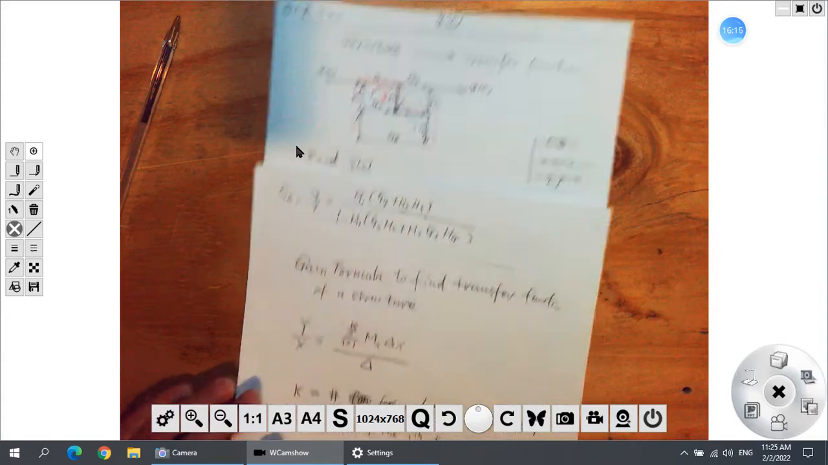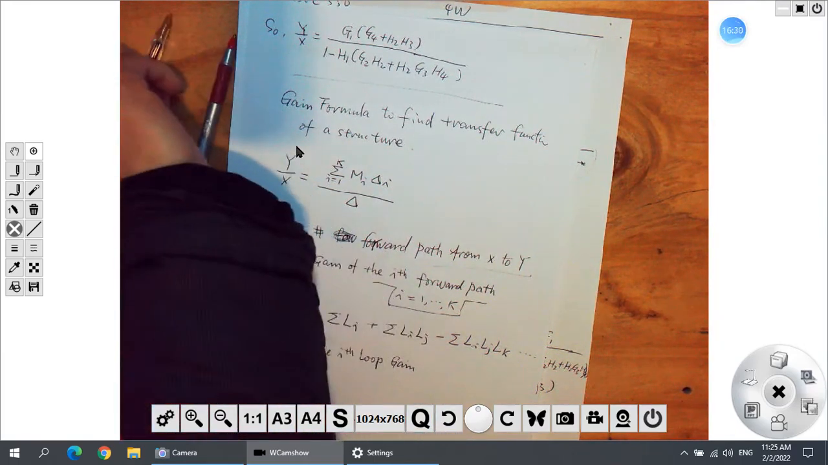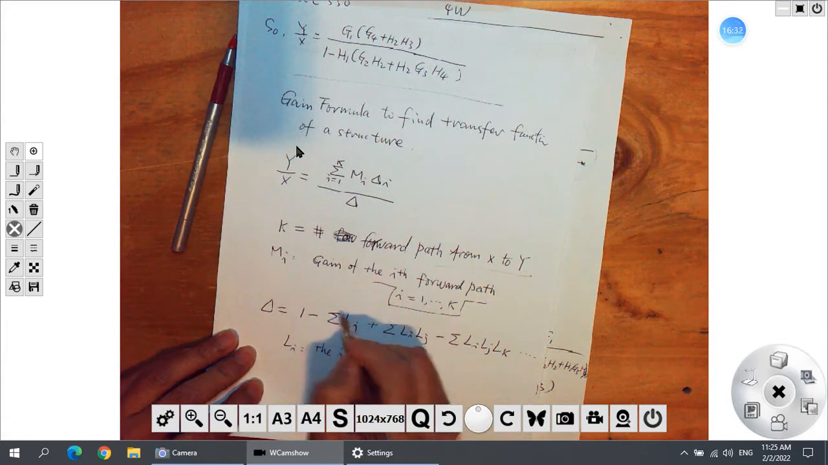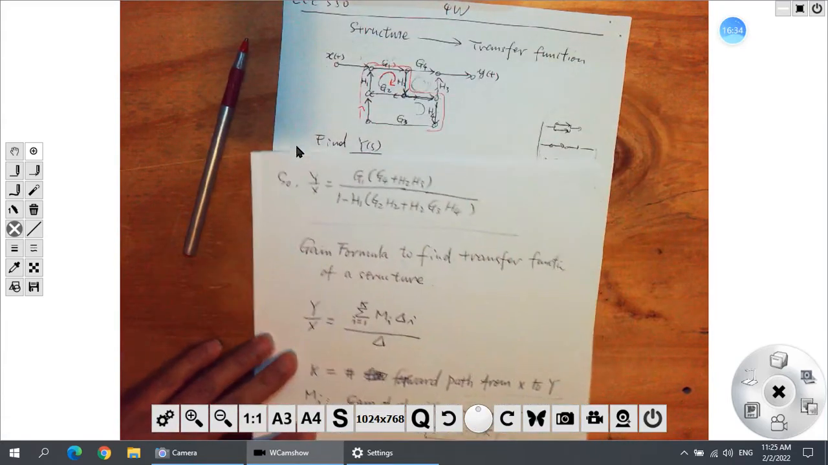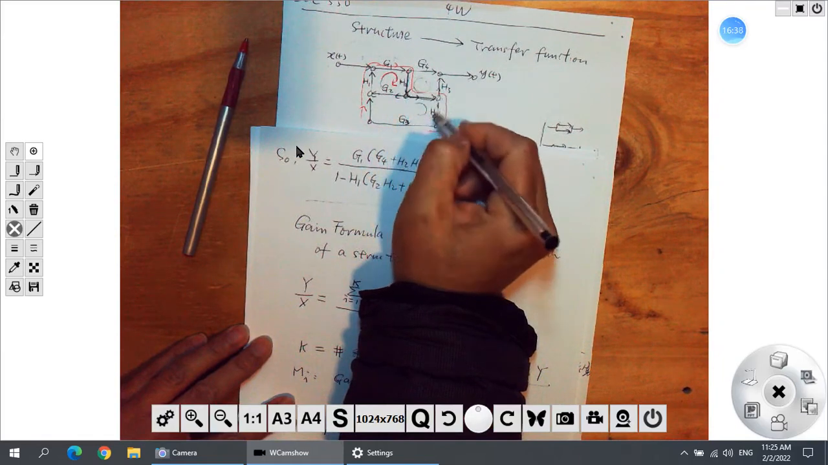Then you need to minus the loop gain, minus. Here summation means all of it. Yeah, summation. How many loops can we have? Okay, here you see, in this graph, we can have these two loops, right? Do we have more?